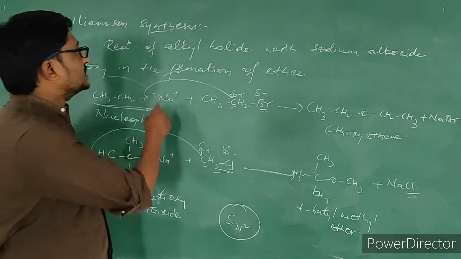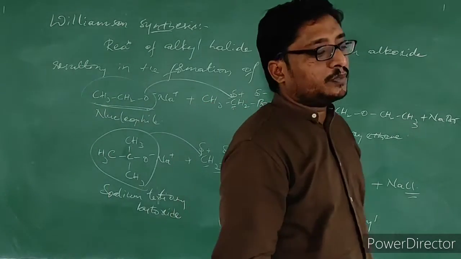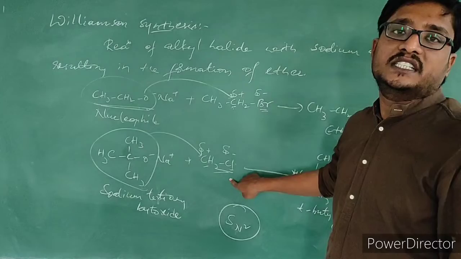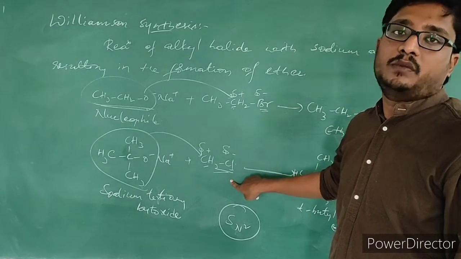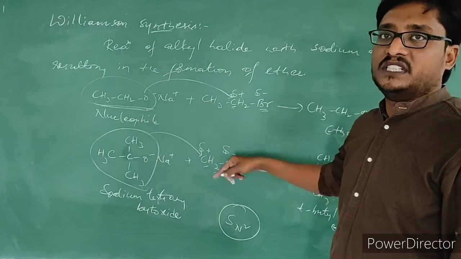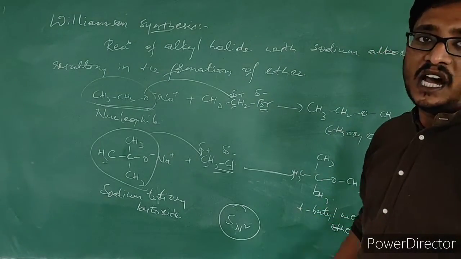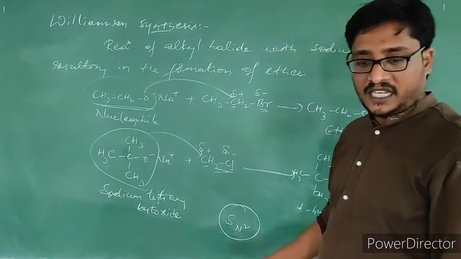Since Williamson synthesis takes place by SN2 mechanism, the alkyl halide which we are using here should be a primary one. If it is secondary or tertiary, then along with the ether, alkene will also get produced. Let us see them also.